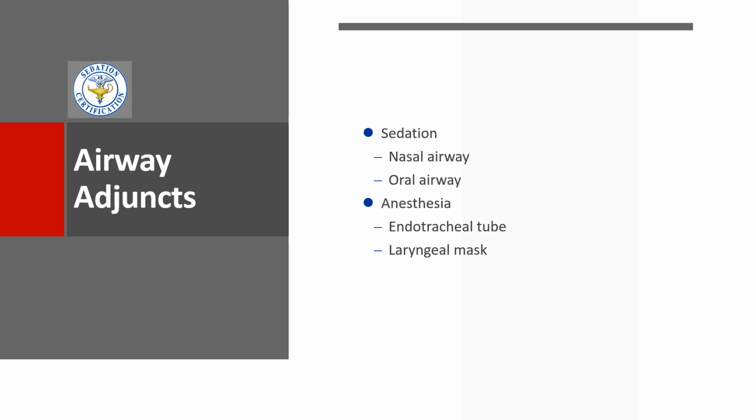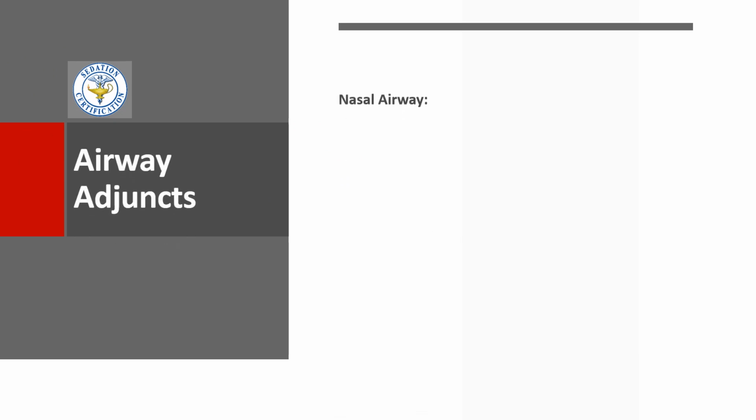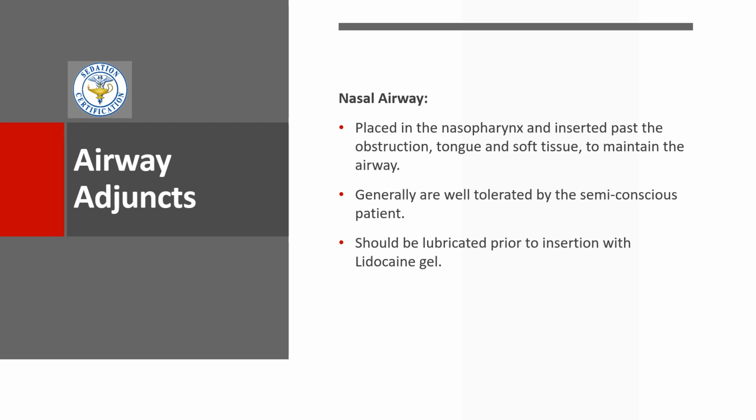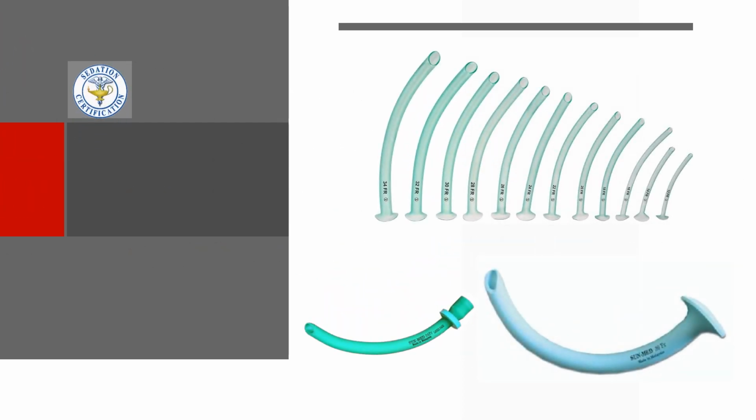So let's talk about these adjuncts. The nasal airway is placed in the nasopharynx and inserted past the obstruction, tongue, and soft tissues to maintain the airway. So what do they look like? Simple, right? Now, how are they made to be used? Do they go right, left to right? Which scenario do you put it in? What are they designed for? To just get you an open airway, and suction through them, and there's no left and right. It depends on which way you turn your bevel.